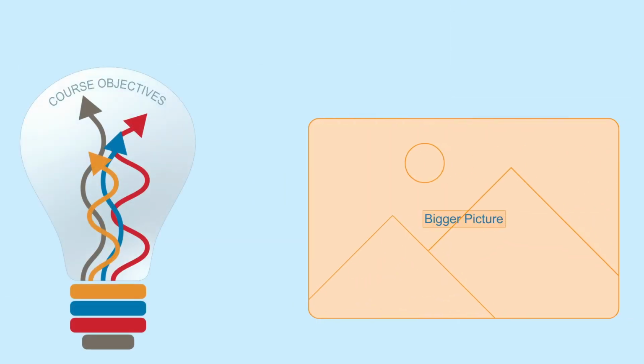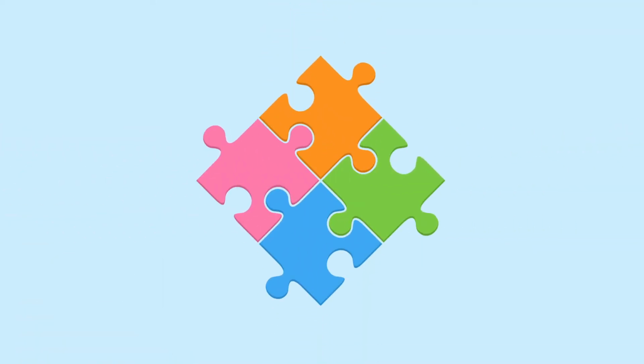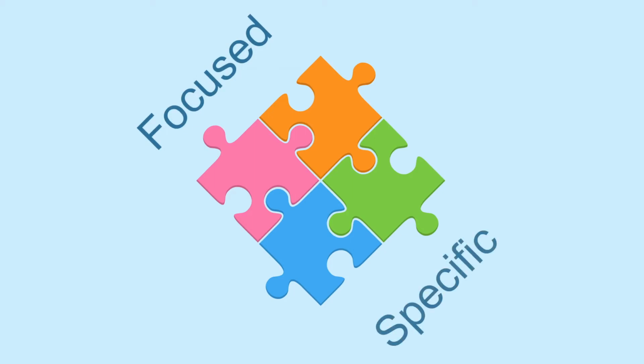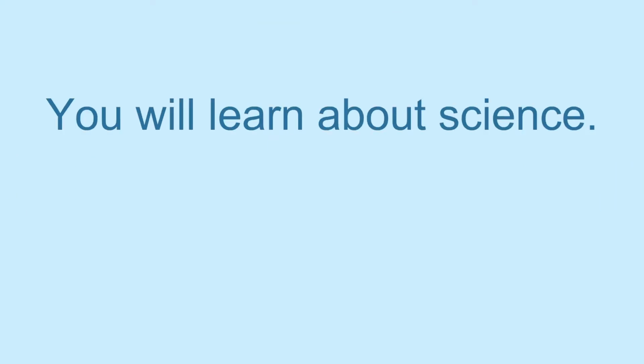Course learning objectives focus on the bigger picture ideas, while your module or weekly learning objectives are going to be more focused and even more specific. You're going to hear the word specific quite a lot when we talk about learning objectives, as well as the word measurable. It is important to be able to state clearly how it is that you're measuring your learning objectives. So, if we have a learning objective like, you will learn about science, that is not specific enough and it's difficult to measure.